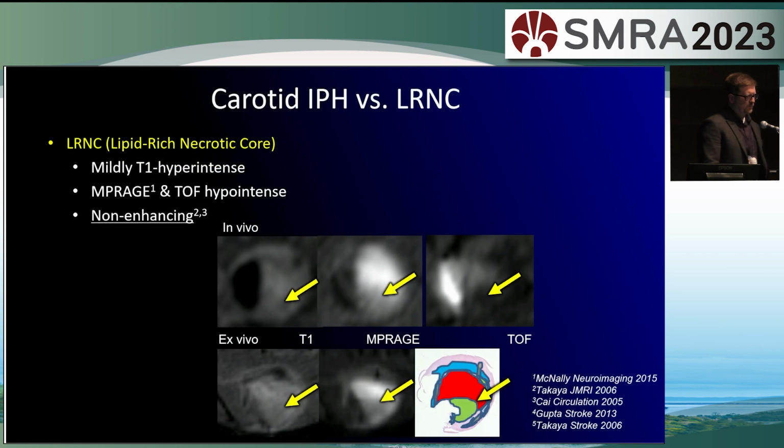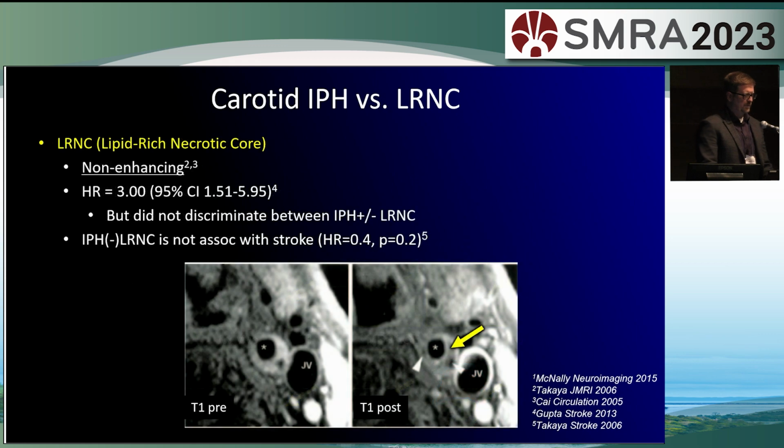Other plaque components that we can image include lipid-rich necrotic core, which is mildly T1 hyperintense, but is characteristically low signal on MPRAGE and time of flight. This, as was shown earlier, is non-enhancing, as you can see in this figure here, coupled with this very low signal calcification. Lipid-rich necrotic core also has an increased hazard ratio for future stroke, though when you look at IPH negative lipid-rich necrotic core, at least one study showed that this may have a lower stroke risk.